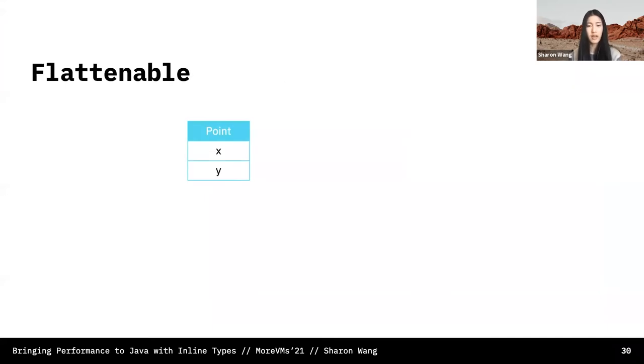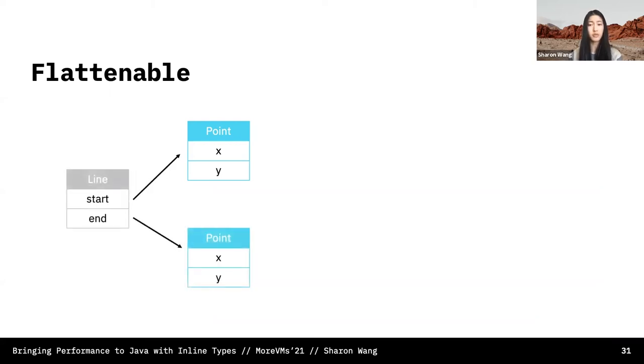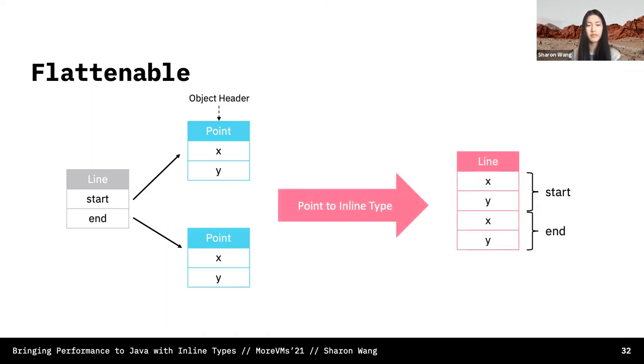Let's define a point as a regular object, which has two fields, x and y. And let's also define a line, which we capture with two point fields, start and end. We see that line holds two references, one for start and one for end. Now, if we made point an inline type instead, then line would look like this on the right.